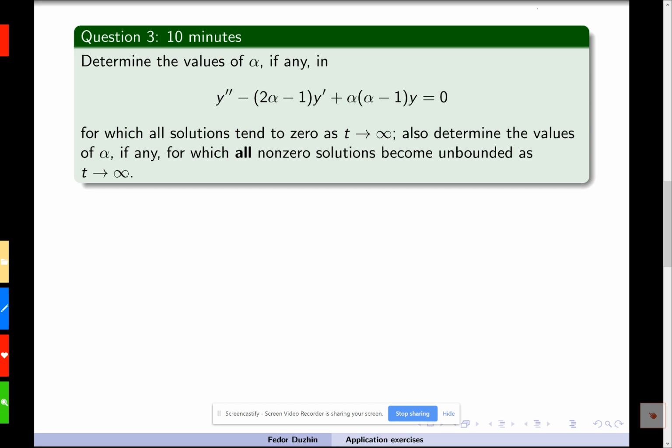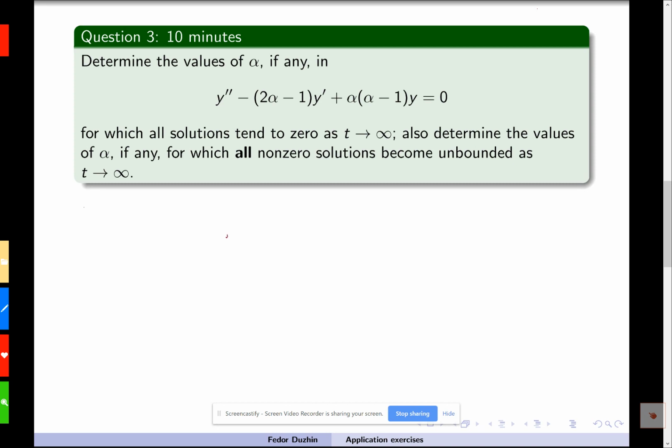Question 3: determine the value of alpha, if any, in this differential equation, y double prime minus the coefficient at y prime is 2 alpha minus 1, plus the coefficient at y is alpha times alpha minus 1, equals 0, for which all solutions tend to 0. That's the first part. And the second is for which all non-zero solutions become unbounded as t approaches infinity. Now, how do we approach this?